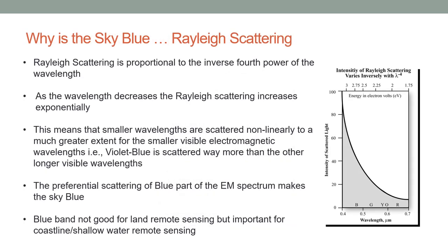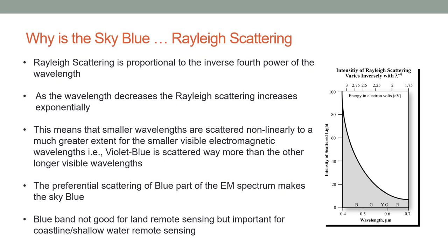So why is the sky blue? It is blue because of Rayleigh scattering. Once again, Rayleigh scattering is proportional to the inverse fourth power of the wavelength. What that means is as the wavelength decreases, the Rayleigh scattering increases in a hurry. And that means the smaller wavelengths are scattered non-linearly to a much greater extent. For the visible electromagnetic wavelengths, violet or blue is scattered way more than the other longer visible wavelengths.